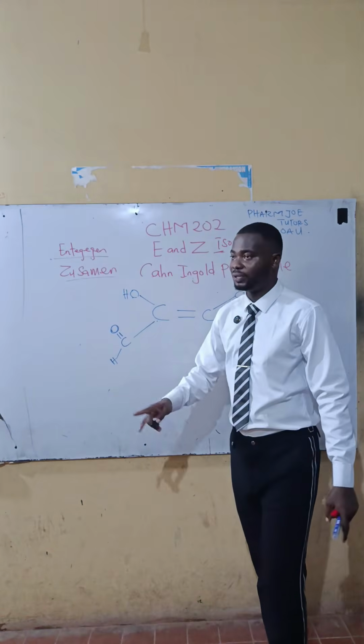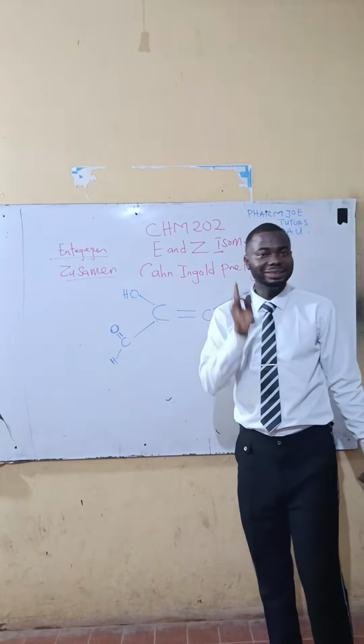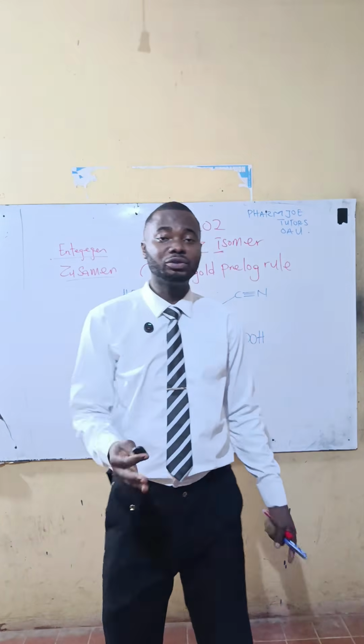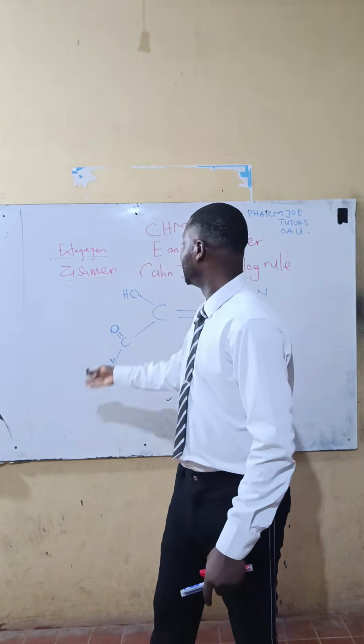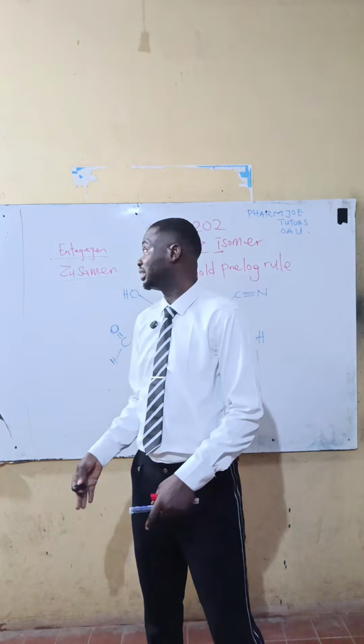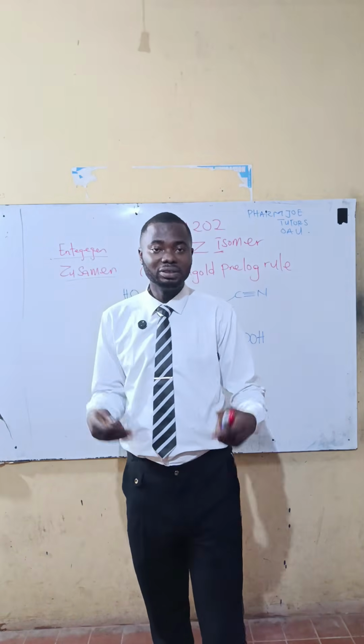Now, let's take a look at this topic, E and Z isomer. This topic is relevant to 200 level students offering chemistry, CHM 202, and for pharmacy students taking PharmChem 202.